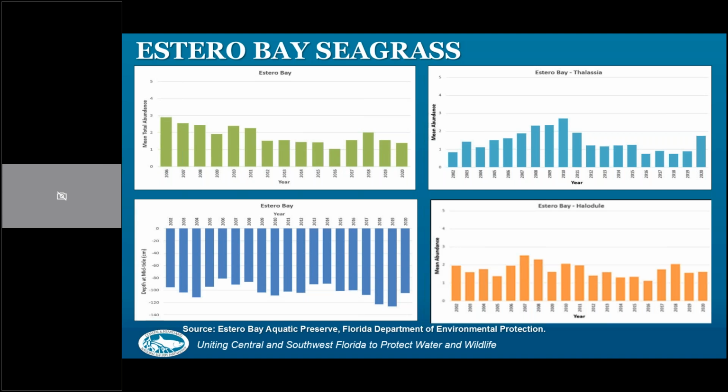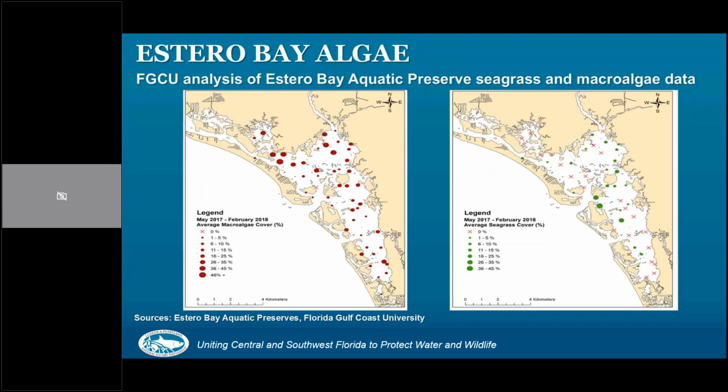But when you look at Thalassia at the top right there, the 2020 seems to be bouncing back a little bit. And actually, Estero Bay Aquatic Preserves conducted some preliminary studies to understand what's going on with seagrass versus macroalgae in the region. And we'll be sharing the full report when this is shared with us when it's available. But you can also see that it seems that the macroalgae coverage is inversely related to what's going on with seagrass coverage in the region.